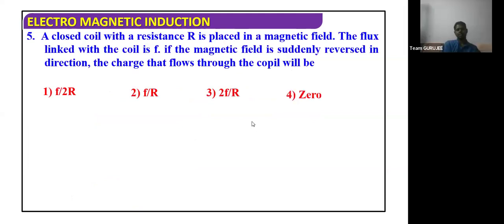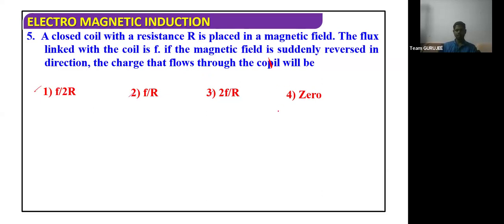A closed coil with the resistance R is placed in the magnetic field. The flux linked with the coil is F. The magnetic field is suddenly reversed in direction. The charge that flows through the coil will be: F by 2R, F by R, 2F by R, or 0.